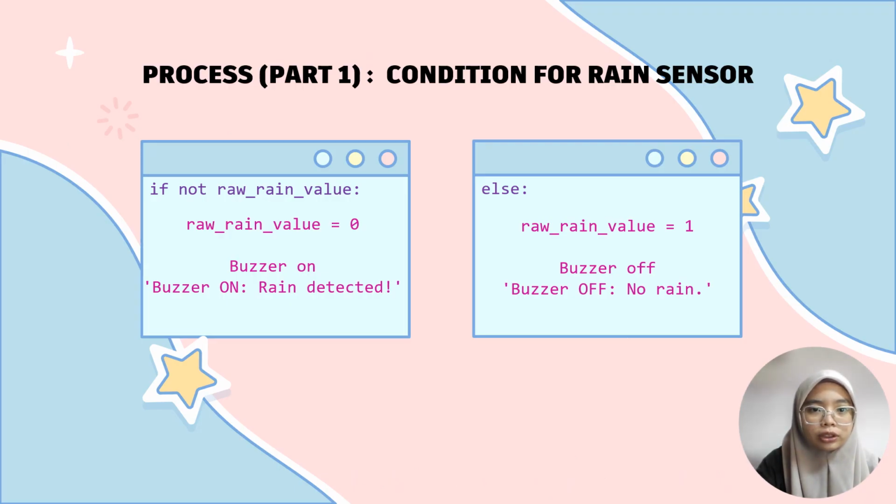Next is processing the condition for the rain sensor. If not rain value, let's make the rain value equal to 0, the buzzer will be on. The terminal will display "buzzer on, rain detected". As the rain value equals 1, the buzzer will be off and the terminal will display "buzzer off, no rain".